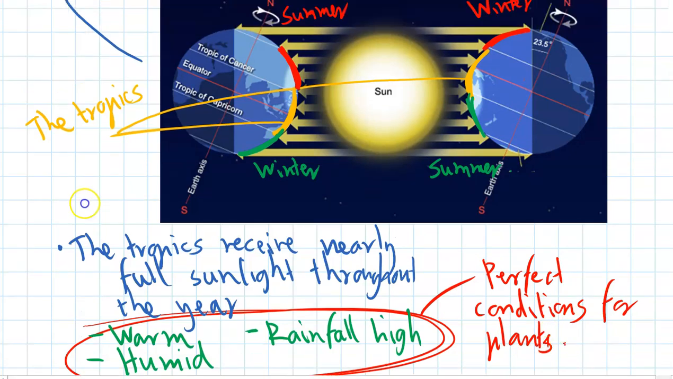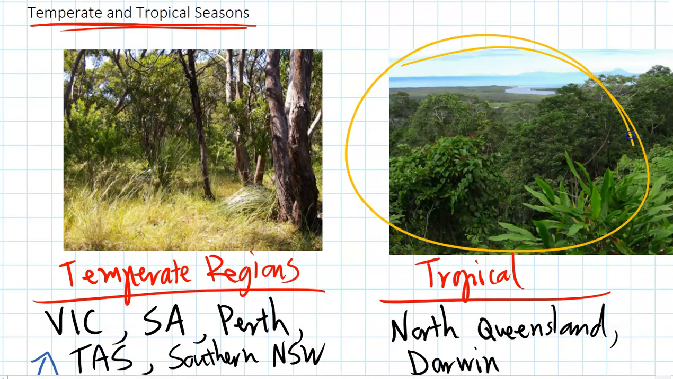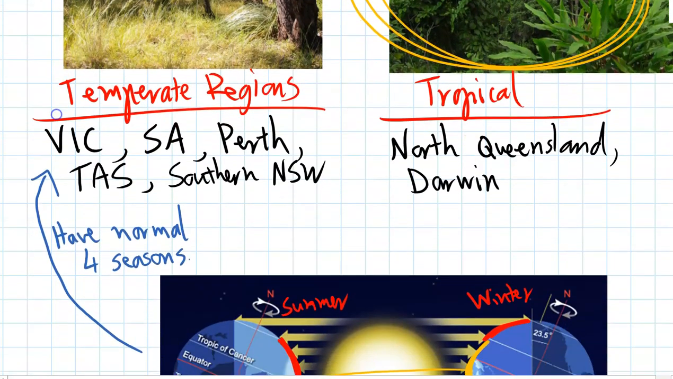So if plants can grow there, that means we're going to get really dense rainforests. There'll be lots of food, so lots of animals can live there. And that's why we get rainforests in tropical areas.